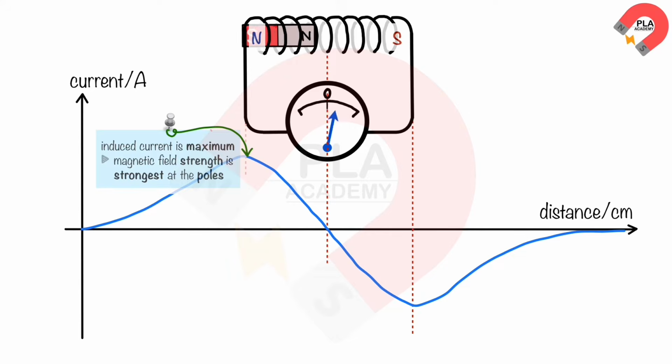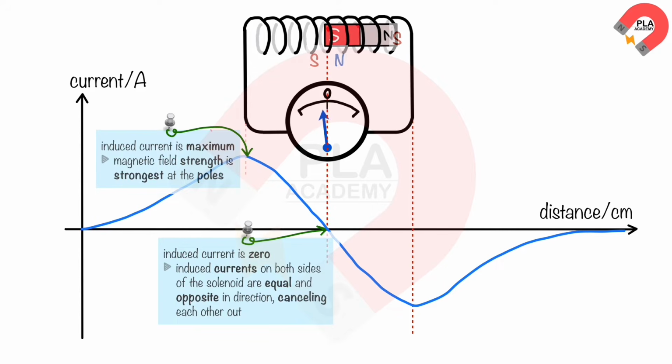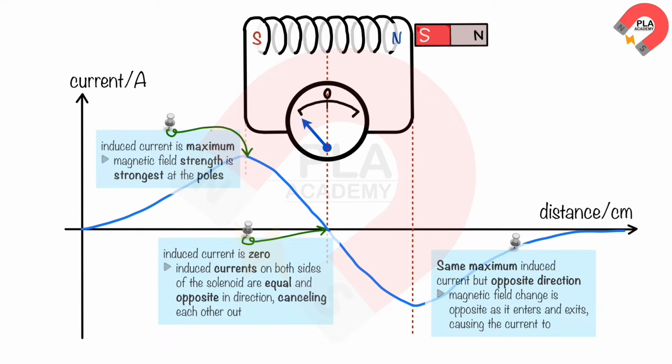The induced current is zero when the magnet is at the middle of the solenoid. This occurs because the currents induced on both sides of the solenoid are equal and opposite in direction, cancelling each other out. The induced current then reverses and increases to the same maximum when the magnet exits the solenoid. This is because the magnetic field change is opposite as it enters and exits, causing the current to reverse.